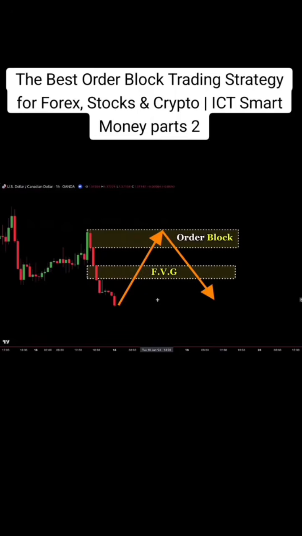That rejection is where we look for our entry. So after spotting the order block, we don't jump in right away. We wait for the pullback. Look at what happens next. Price pulls back, taps into the order block, and then rejects it strongly. This gives us a clean entry opportunity to short the market.